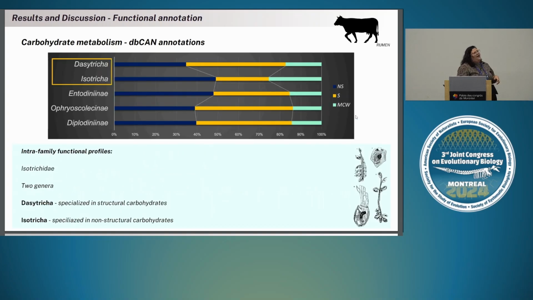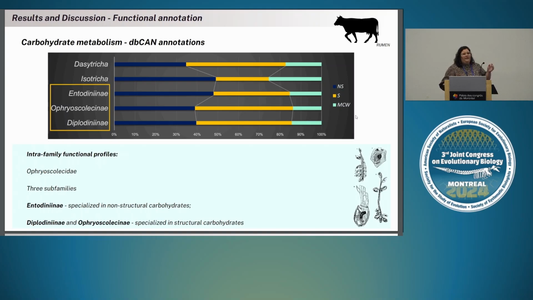But when you analyze the metabolic profile of the ciliates within families in rumen ciliates, we observe distinct functional profiles. For example, the first functional group observed in our study, the family Isotrichidae, is subdivided into two genera: the genus Dasytricha, whose ciliates are specialized in structural carbohydrates, and the genus Isotricha, whose ciliates are specialized only in non-structural carbohydrates, as we can see in the graphs, distinct functional patterns within the family Isotrichidae.